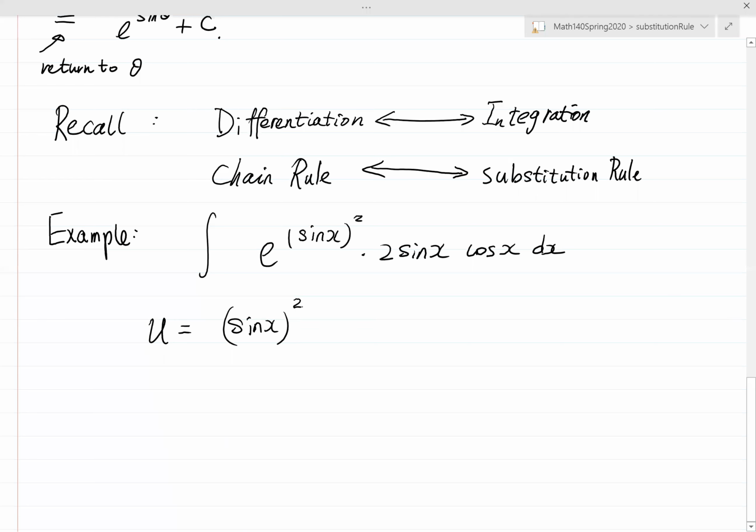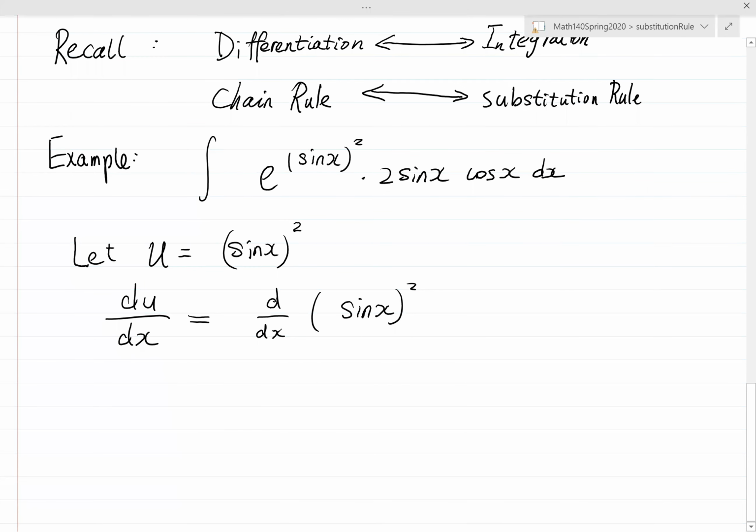If we choose this u, then we have du over dx, which is the derivative of sine x squared with respect to x. The outer function is the power 2, so we use the power rule and get twice sine x, and then multiply by the derivative of sine x, which is cosine x. So here we apply the chain rule.